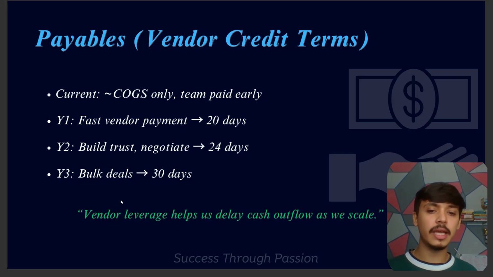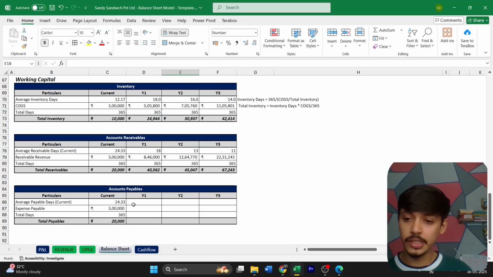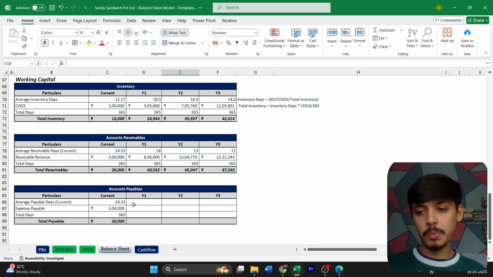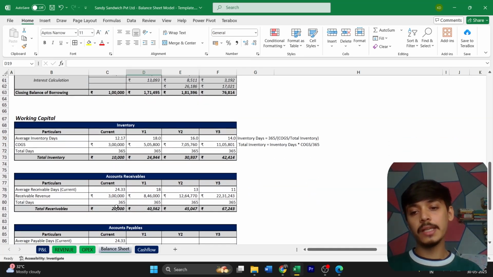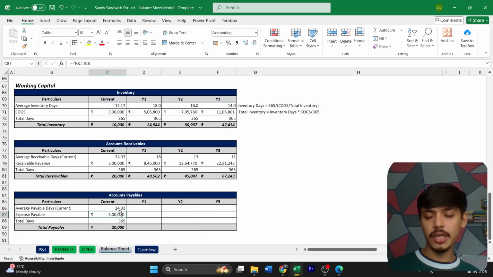As the working capital cycle improves, the cash outflow of the business reduces. So let's now model for payables. Currently we have payable days of 24. That is, we are getting 24 days on average to pay our vendors. The expense payable, which we are going to take as the COGS amount, because it is the only thing that we are having as our payables.